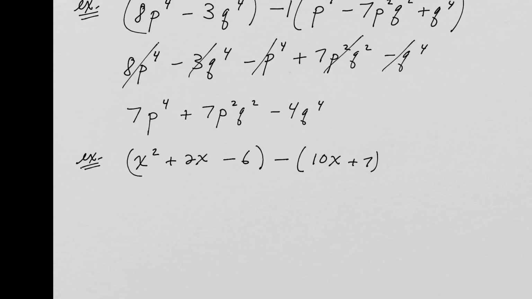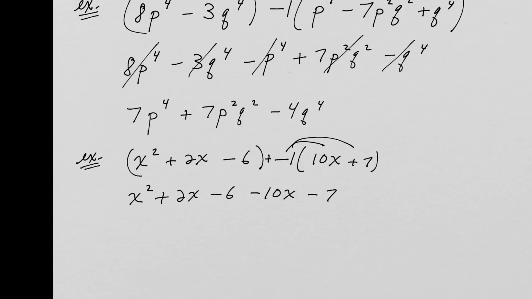Okay, so first, remember there's a negative 1 there. First polynomial is fine. I can just remove the parentheses. For the second one, I can think of this as plus a negative 1 times this, so I can distribute in the negative 1. So negative 1 times 10x is negative 10x. Negative 1 times 7 is negative 7. Right? It changes both the signs.